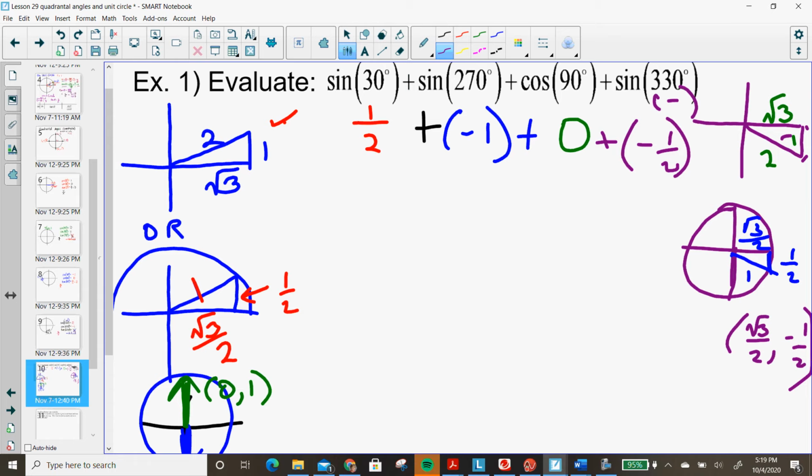Final step would be to simplify this whole thing. The 1/2 and the -1/2 would cancel, leaving us with -1 as the answer for that problem.